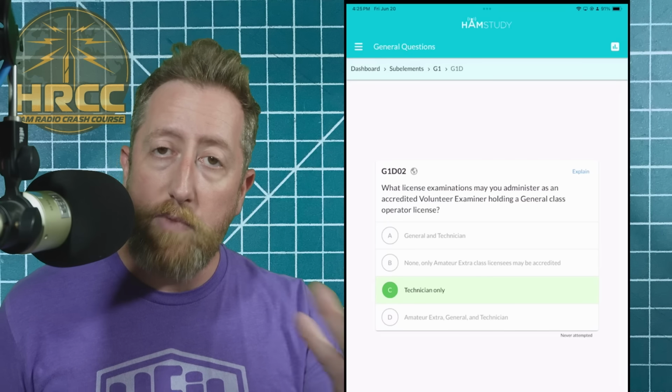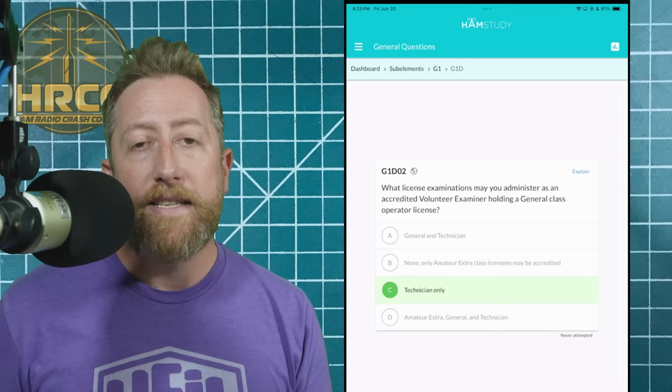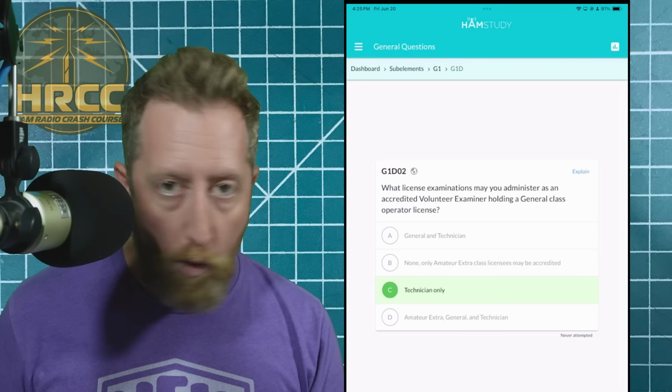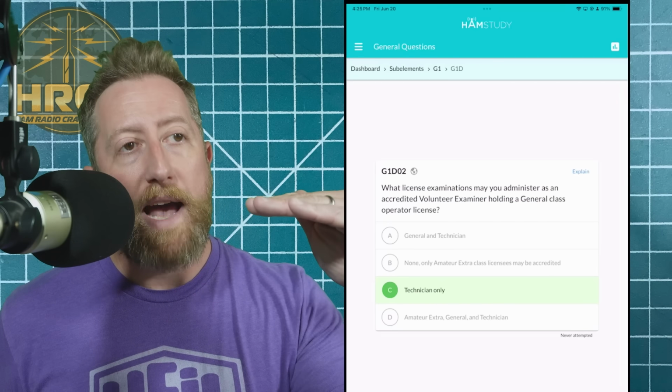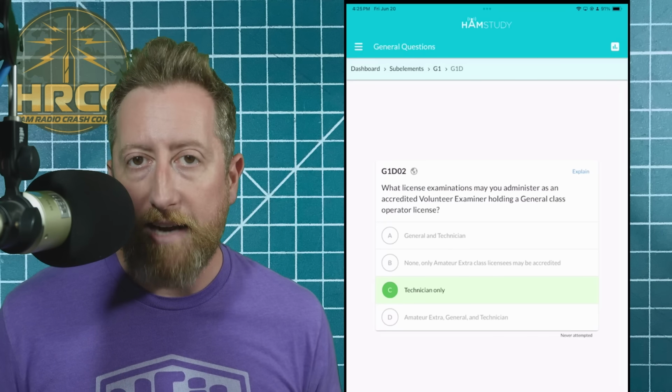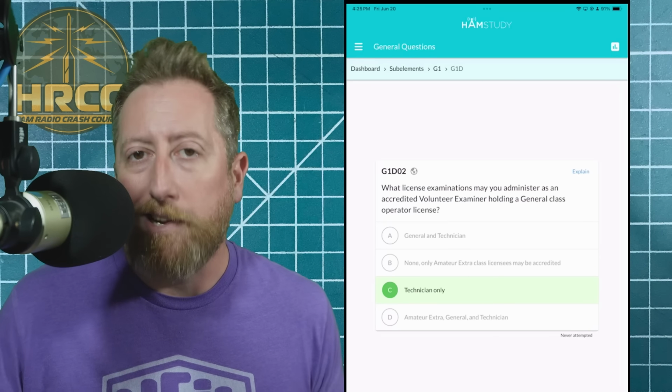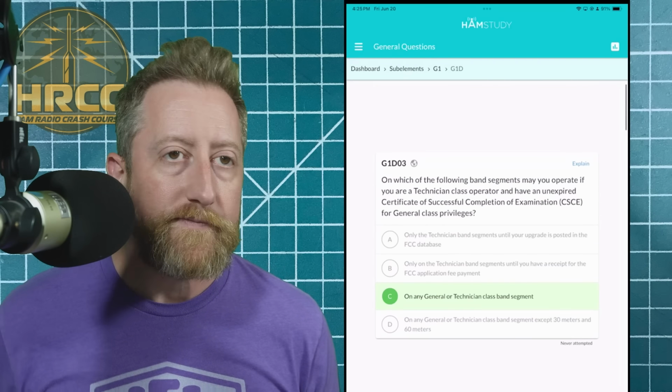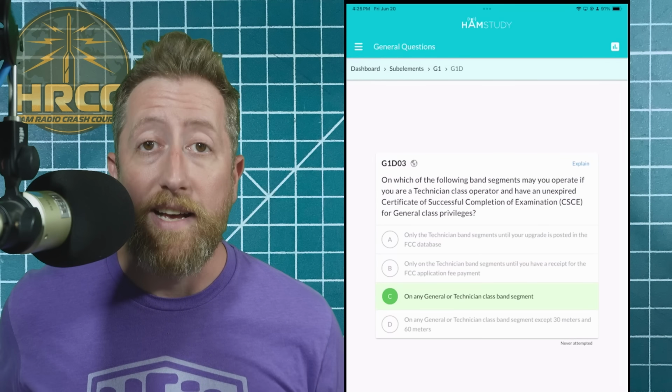Number 2, what license examinations may you administer as an accredited volunteer examiner holding a general class license? And you may want to do that once you get your general. The answer is C, technician only, meaning whatever license you have, you can proctor the test that's the lower level, right? So if you're an extra, that's the only one that you can do extra tests, because there's nothing higher than that. But you got to be an extra if you want to test for general.